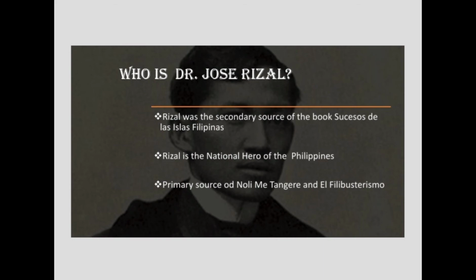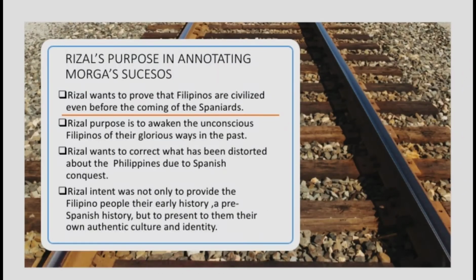Rizal's purpose in annotating Morga's Sucesos. So first, Rizal wants to prove that Filipinos were civilized even before the coming of the Spaniards. So Rizal wants to tell everyone that Filipinos were already civilized. Filipinos were in an advanced stage of social development.